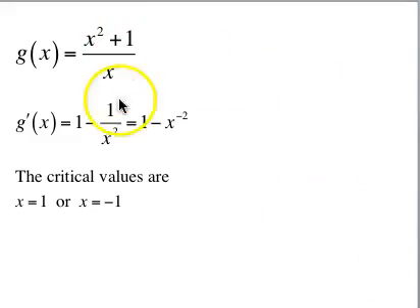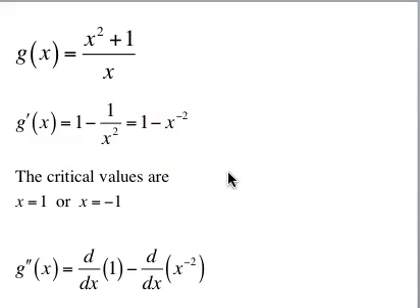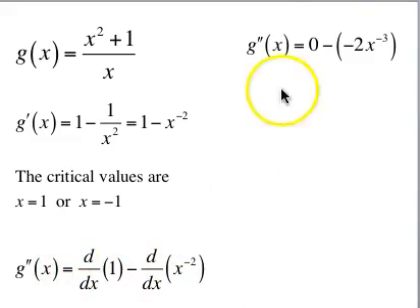So here's our function g, g of x equals 1 minus 1 over x squared. Our critical values are 1 and negative 1. I want to get the second derivative, so this version will be easier to work with. The derivative of 1 is 0 minus the derivative of x to the negative 2, negative 2x to the negative 3. So you'll notice I have here the second derivative: derivative of 1 minus derivative of x to the negative 2.